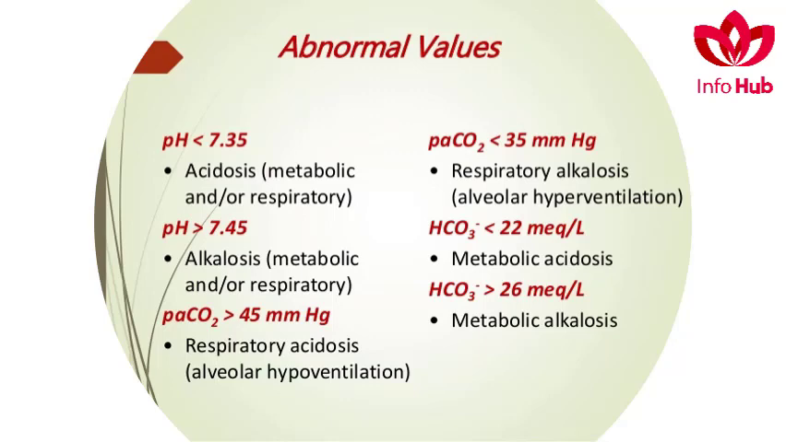HCO3 is a metabolic component, and if it is less than 22, you say it's a metabolic acidosis, and if it is greater than 26, you say it's metabolic alkalosis. So you will say metabolic on the basis of HCO3 and respiratory on the basis of carbon dioxide.